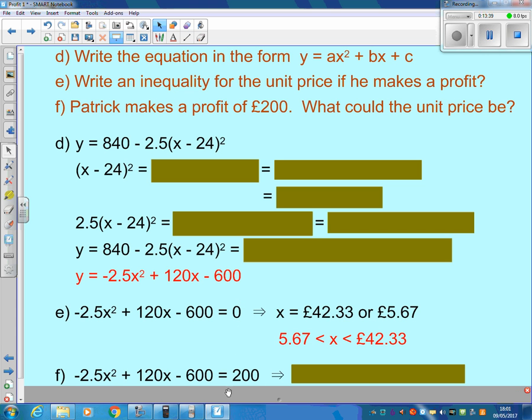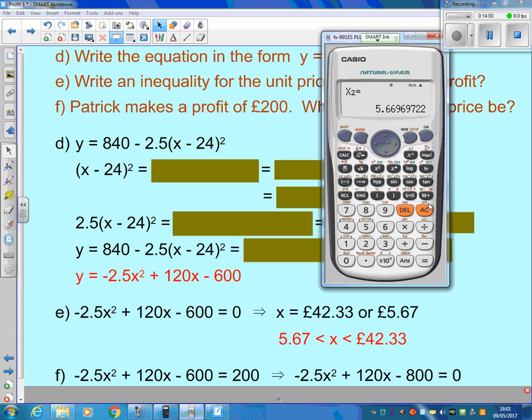So what I do is I take that 200 away from there, and I then get minus 2.5x squared plus 120x minus 600 minus another 200 is minus 800. Okay, minus 800 to get equals 0, because what I'm doing there is minus 600, take away another 200. Now, back to my calculator. I want to still leave it as minus 2.5 there. I want that as my A. My B I still want as my 120, but my C, instead of minus 600, I want as minus 800.